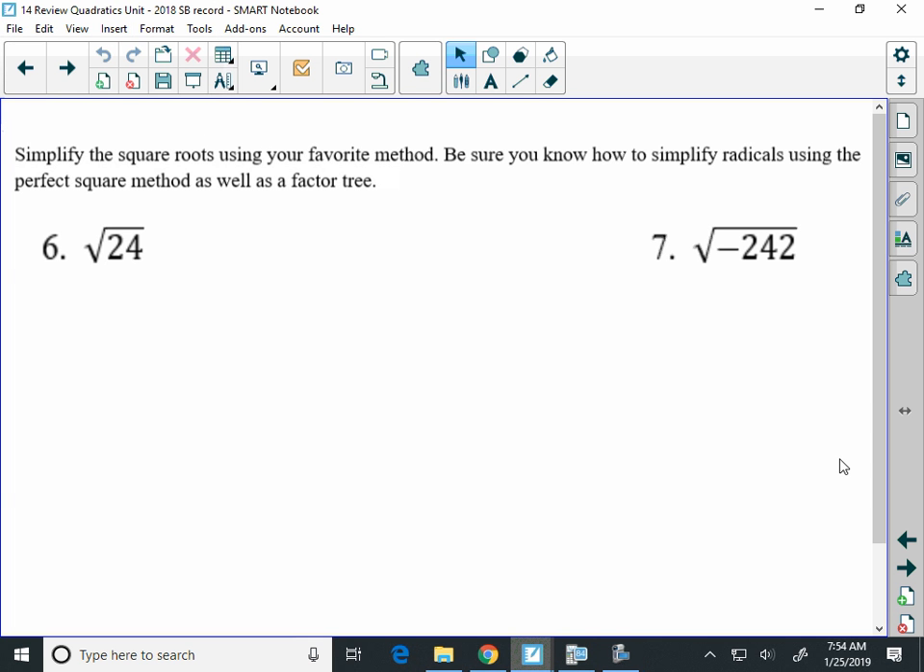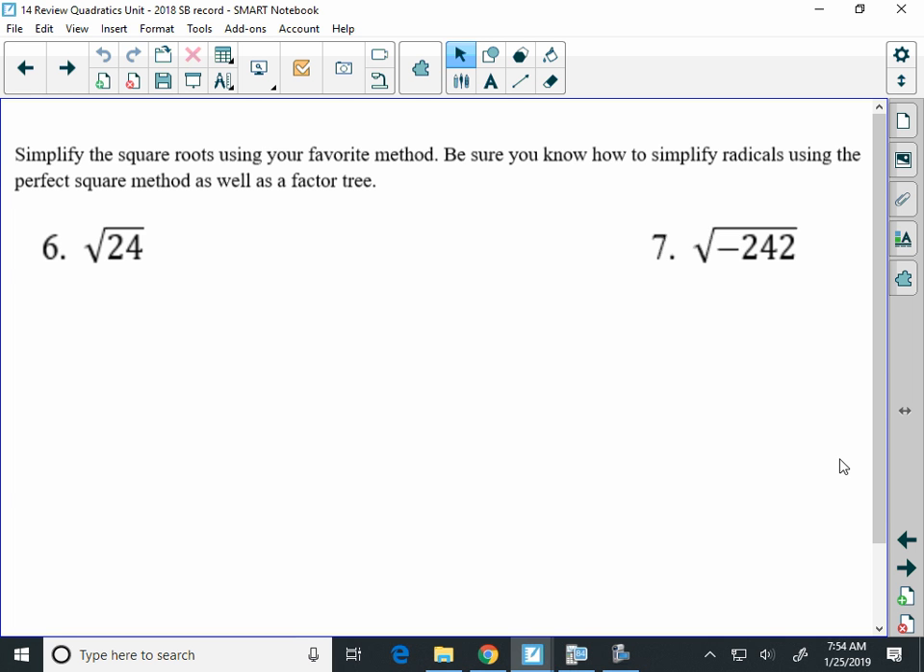This is a continuation of the solving quadratics review. We're in the section on square roots. It says simplify the square roots using your favorite method. Be sure you know how to simplify radicals using the perfect square method as well as the factor tree. Well, pick your method, because depending on who's watching this, different Algebra 2 teachers teach it a different way.